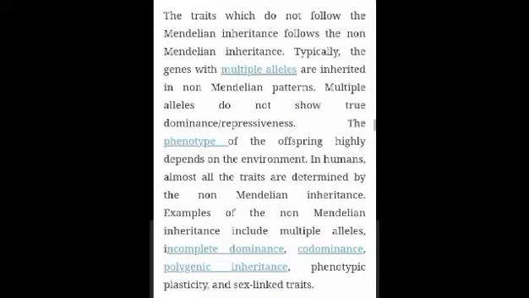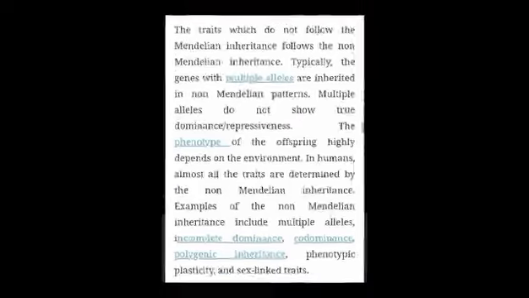Multiple alleles do not show true dominance or recessiveness. The phenotype of the offspring highly depends on the environment. In humans, almost all the traits are determined by the non-Mendelian inheritance. Examples of the non-Mendelian inheritance include multiple alleles, incomplete dominance, codominance, polygenic inheritance, phenotypic plasticity, and sex-linked traits.